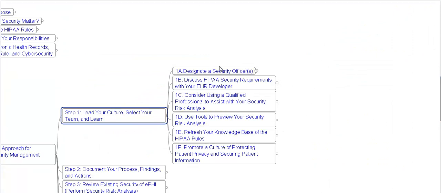First, designate a security officer. Discuss HIPAA security requirement with your EHR developer. Consider using qualified professional to assist with your security risk analysis. Use tools to improve your security risk analysis. Refresh your knowledge base of the HIPAA rules. Promote a culture of protecting patient privacy and securing patient information.